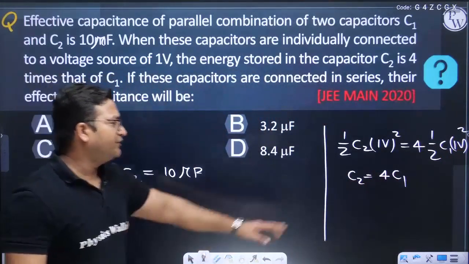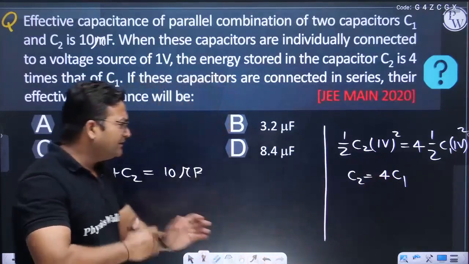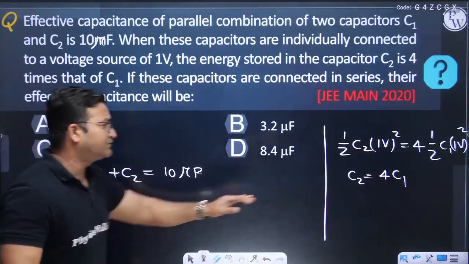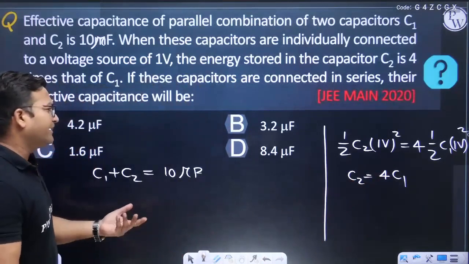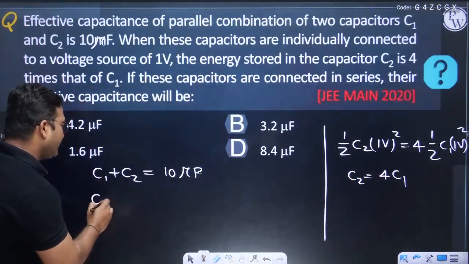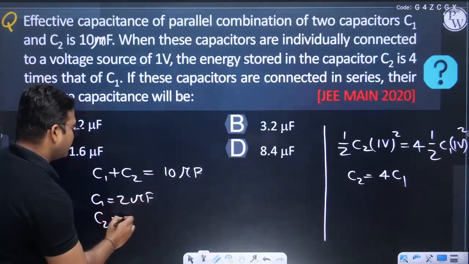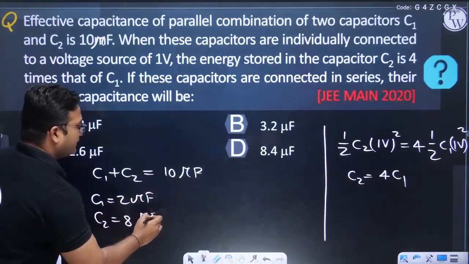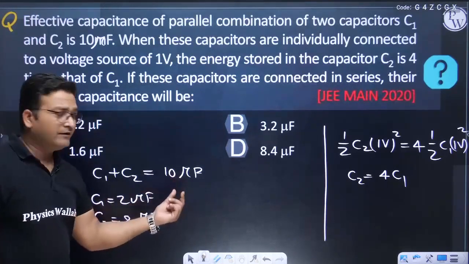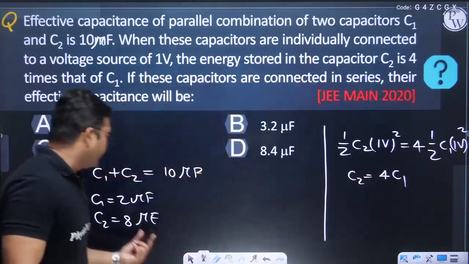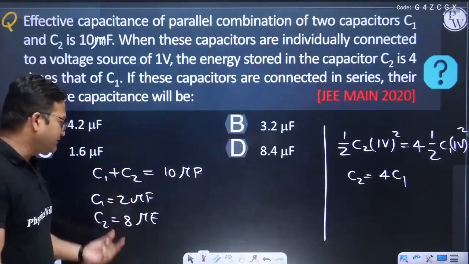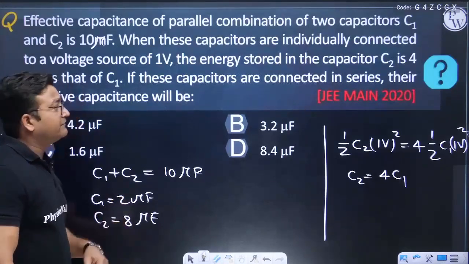Okay, and if C2 is 4 times C1, I think the solution is very clear. You can solve these two equations, or I can simply say C1 equals 2 microfarad and C2 equals 8 microfarad. Then the sum is 10, and C2 is 4 times C1. So obviously these are the values of C1 and C2.